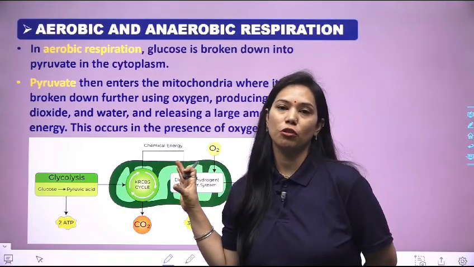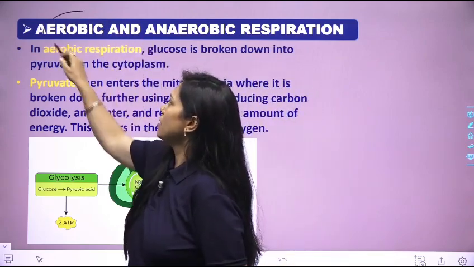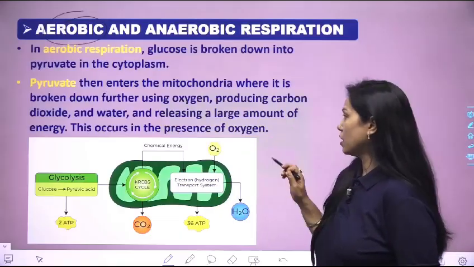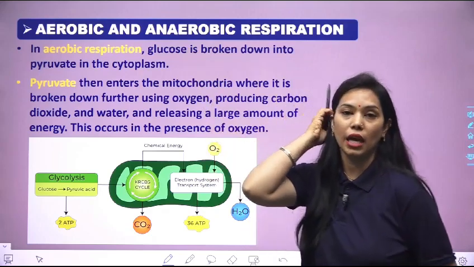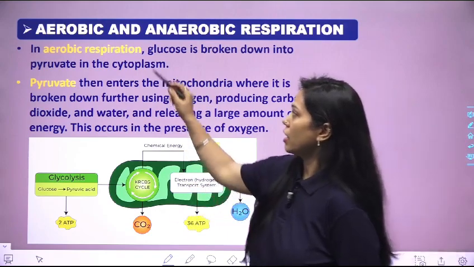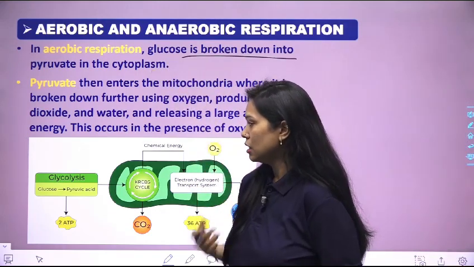Types of respiration are called aerobic and anaerobic respiration. Aerobic, as the name indicates, means air. So the respiration which occurs in the presence of air is aerobic, and the one which occurs without air is called anaerobic respiration. Here in aerobic respiration, glucose is broken down into pyruvate in the cytoplasm.